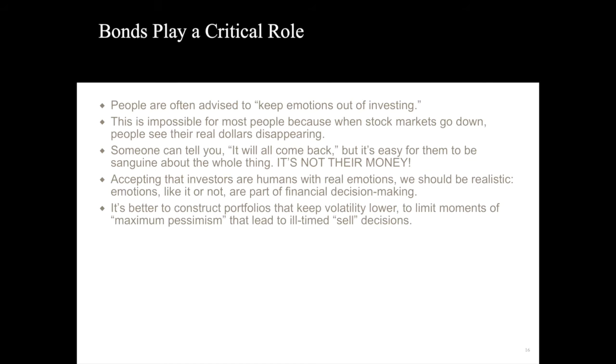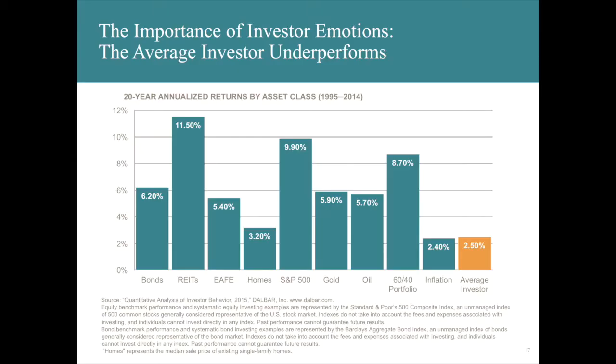The slide we're looking at now represents the outcome of a Boston-based consulting firm's study called the Quantitative Analysis of Investor Behavior. This diagram captures the average annual return over a 20-year period of the various investments that would make up the average portfolio. The conclusion that seems fairly obvious here is that the average investor who is making their own investment decisions has achieved an average annual return over this 20-year period of 2.5%.